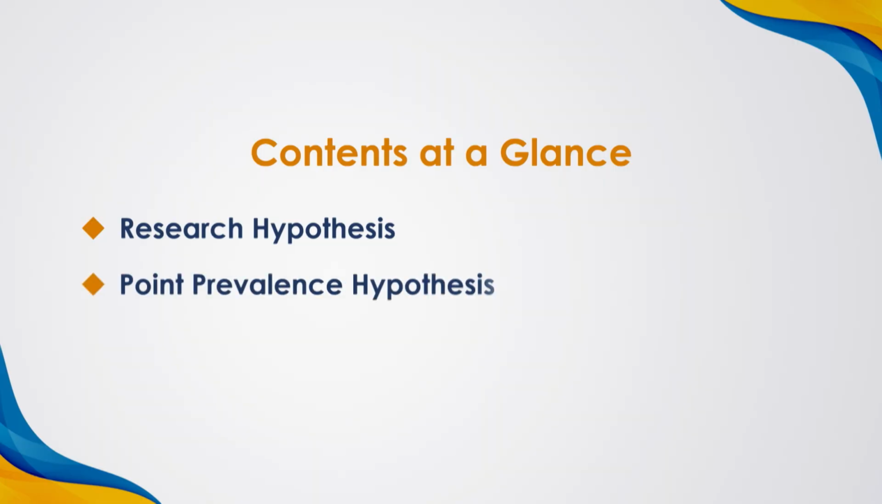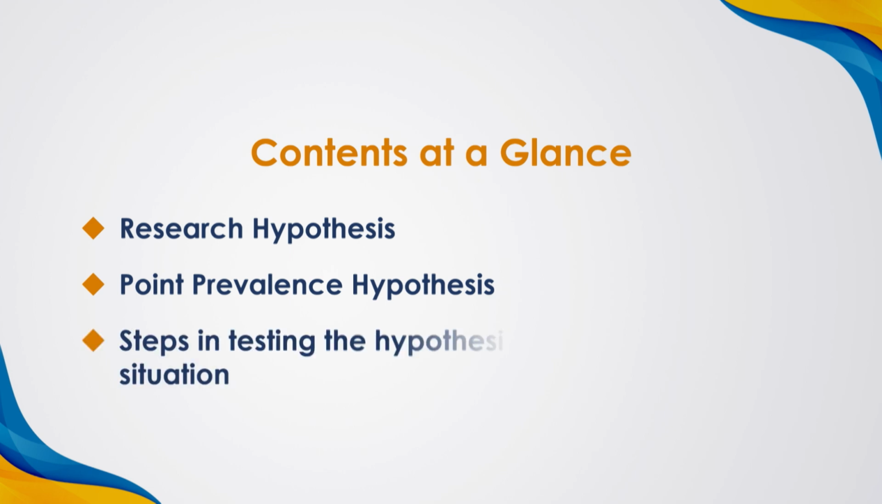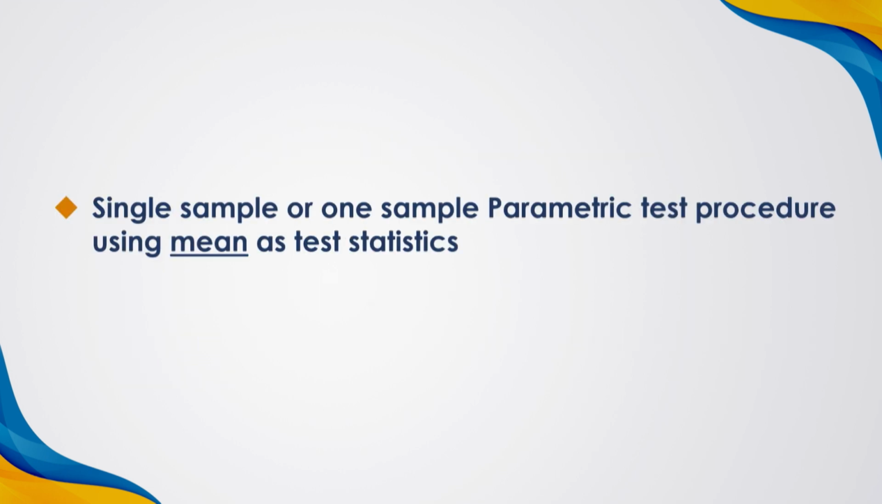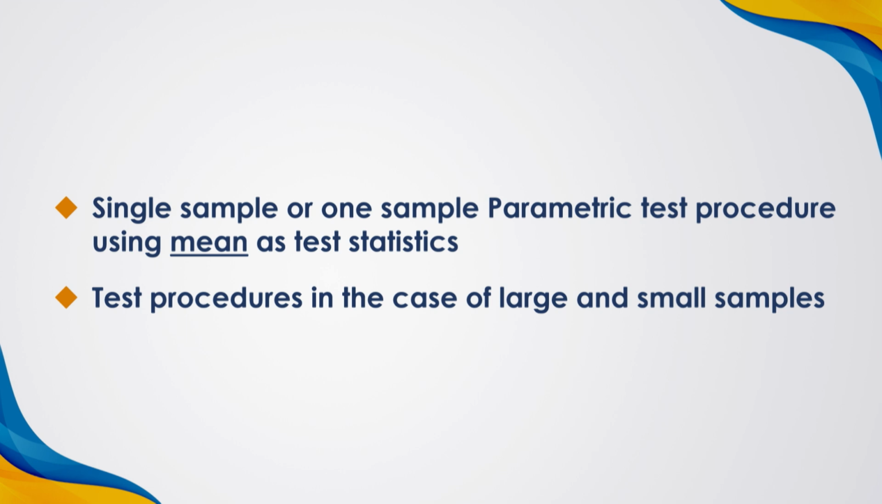Let us look at the contents at a glance. Research hypothesis, point prevalence hypothesis, steps in testing the hypothesis under point prevalence situations, single sample or one sample parametric test procedure using mean as test statistic. Test procedure in the case of large and small samples. Expected outputs are given under learning objectives.